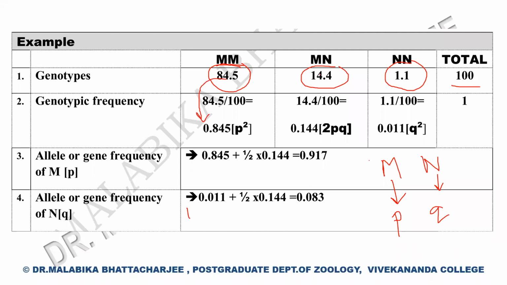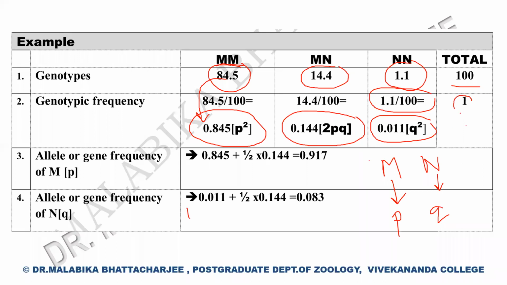So I divide this individual value by 100 and I get a genotypic frequency of 0.845. That is my p square. I divide the 14.4 by 100 and I get a genotypic frequency of 2pq. And I divide the 1.1 by 100 and I get a frequency of 0.011, that is q square. If you add this up, it will add up to 1, because the genotypic frequencies in a population for a given gene should add up to 1. The allelic frequency should also add up to 1.